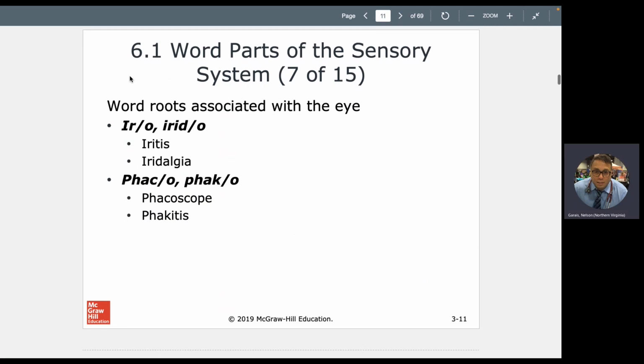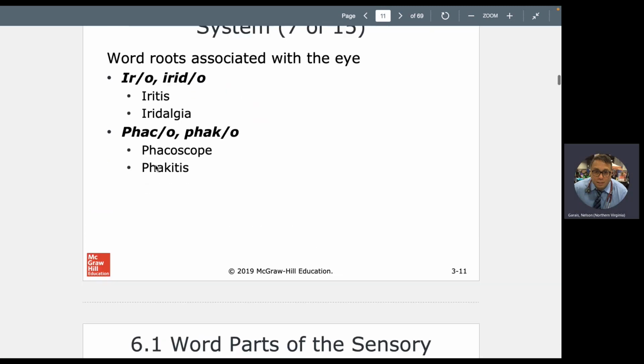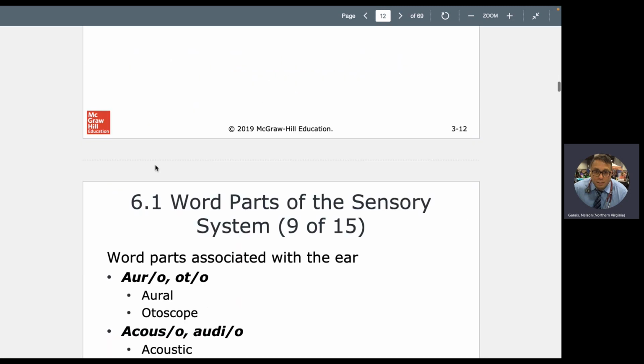Iris, phaco, again, I don't want to get into anatomy, but if you look at the suffixes, they're common. Itis, inflammation, infection; algia, pain. So iritis is inflammation or infection of your iris, and iridalgia is pain in your iris. Same thing with phaco.